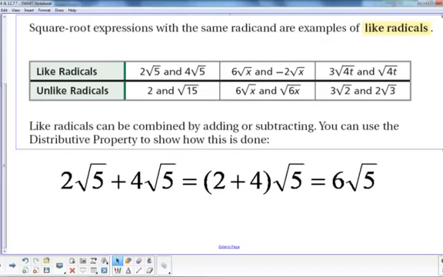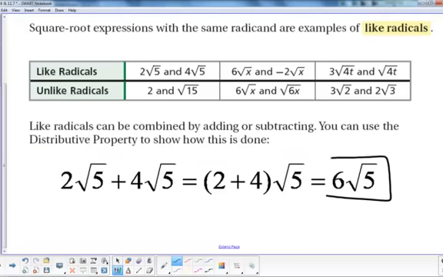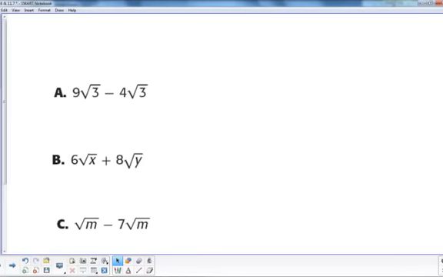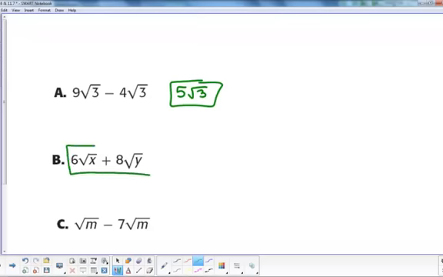All right, now we're going to add and subtract. Just like adding and subtracting fractions, you have to have like terms. This is showing that 2 root 5 plus 4 root 5 is just the answer of 6 root 5. You can add them because they both have a root 5. The square root, the radical, is like your x value. All right, 9 root 3 minus 4 root 3, we can totally put those together. 9 minus 4 is 5, so the answer here is 5 root 3. 6 root x plus 8 root y, we cannot put those together. So this is actually our answer. We don't need to do a thing.